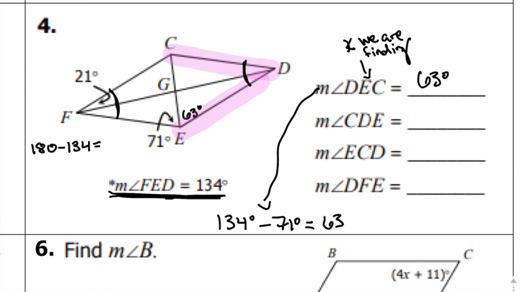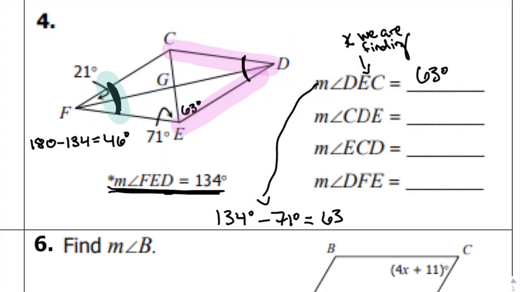So let's calculate that. What is that? 180 minus 134 equals 46. So that means that this whole angle here that I am trying to point out has to be 46. So the angle opposite of it also has to be 46. So CDE is 46 degrees.